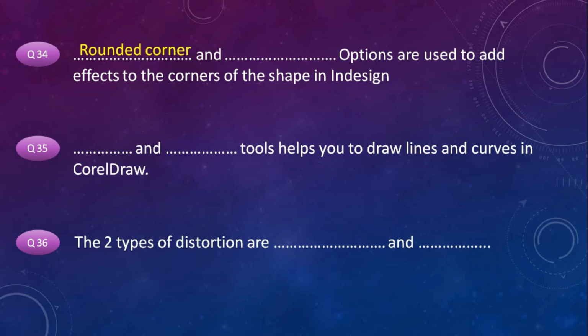rounded corner and live corner options are used to add effects to the corner of the rectangle shape in InDesign. Which tools help you to draw lines and curves in CorelDRAW? Your Bezier tool and B-Spline. You have many tools, but the options given in the above box are Bezier and B-Spline. The two types of distortion are push and pull distortion and twister distortion.